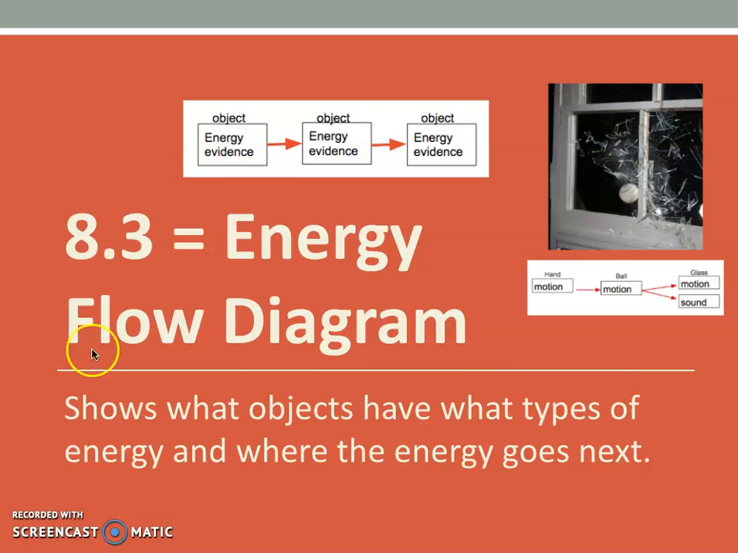But what we're going to do today is look at these energy flow diagrams. And they show what objects have what types of energy and where the energy goes next. So an energy flow diagram is like a really simplified energy story. It's just telling us about what objects are involved and what energy evidence we have.